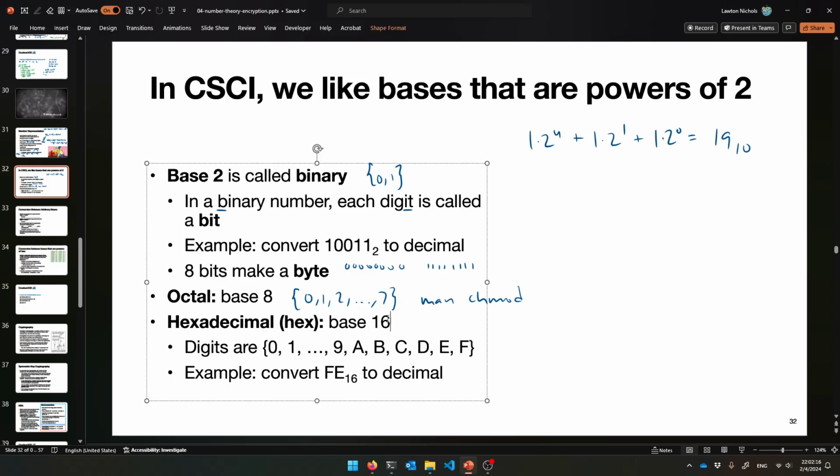And hexadecimal is probably the second most popular one after binary. So binary and hexadecimal, they go hand in hand. It's very easy to convert between the two, and I'll show you that in just a second. But hexadecimal is base 16, and so you need 16 digits before you need a new place.